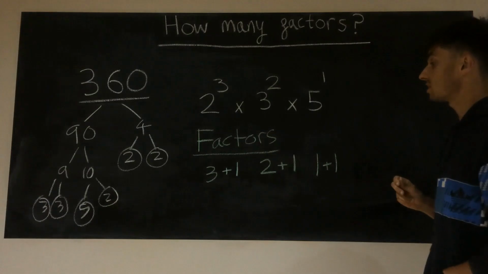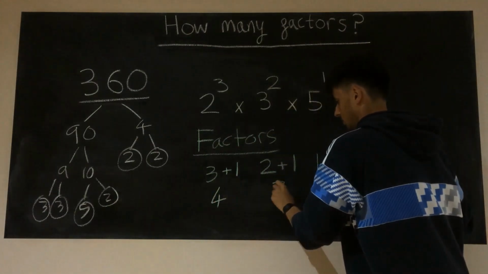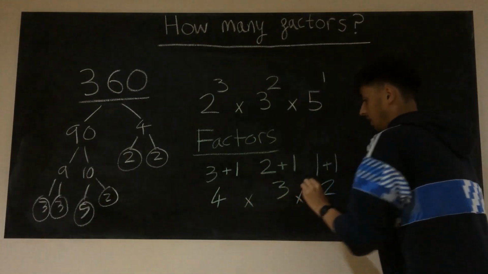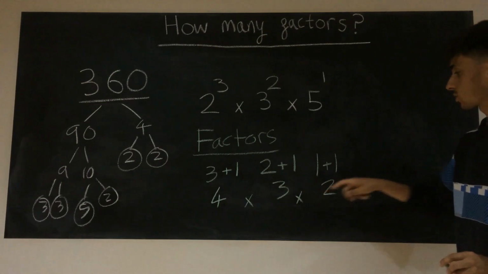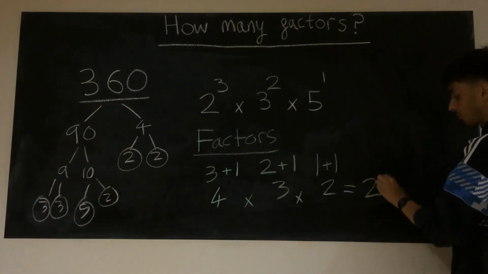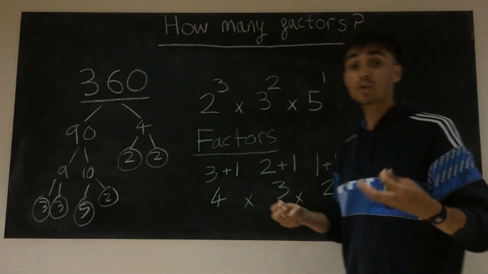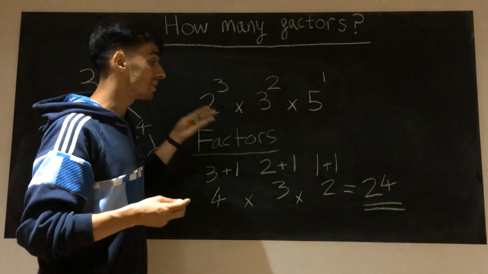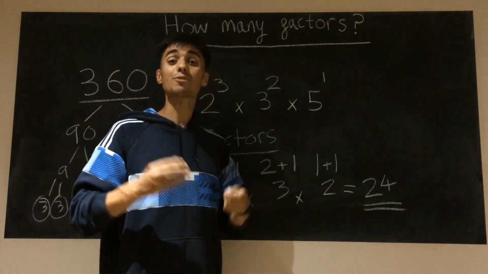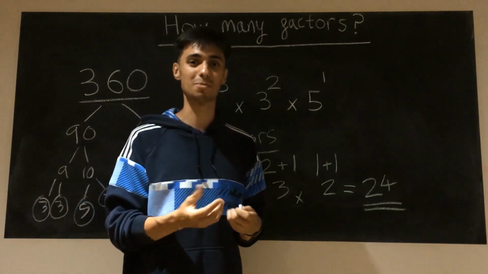And we need to times these numbers together. So we're going to get 4, 3, and 2. And we need to times 4 by 3 to get 12, times by 2 again to get 24. So our idea with our new rule is that we think 360 has got 24 factors. If you like, you could go through and list them all, but I'm happy to just believe the rule at this point.